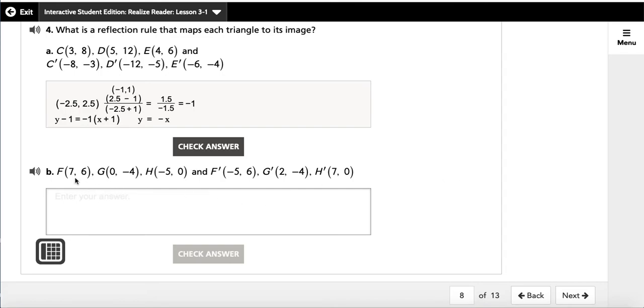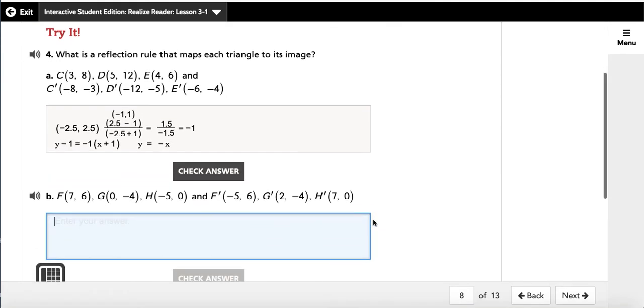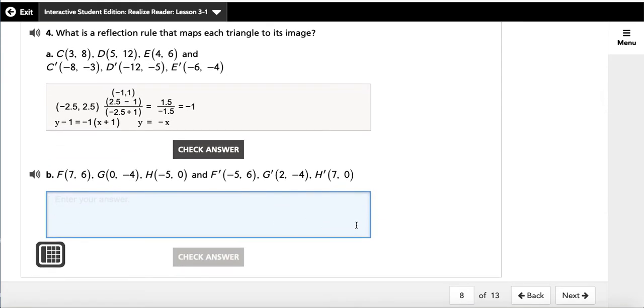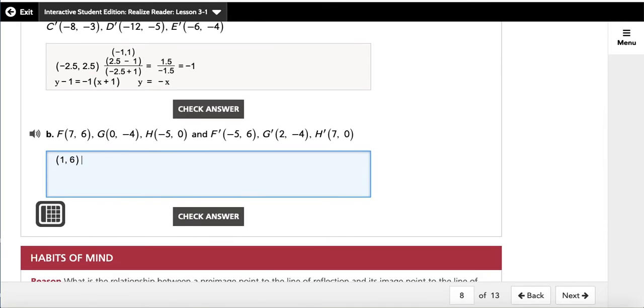It's going to be the same process. We have the 7, 6 paired up with the negative 5, 6. Oh, it's going to go off the screen every time. I apologize. Between 7, 6 and negative 5, 6 is 1. The average between 6 and 6 is 6. I say average, it's another way of thinking about adding them together and dividing by 2.